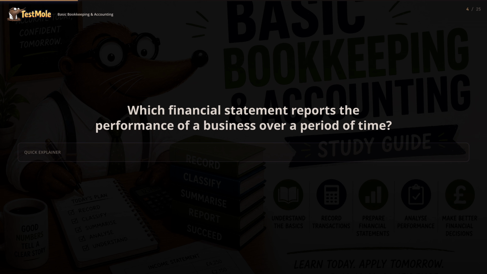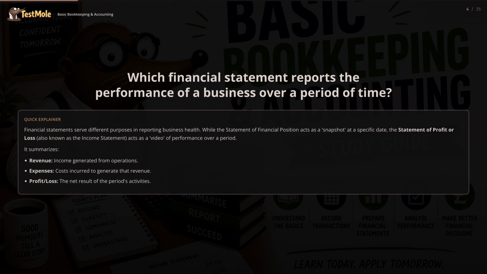Which financial statement reports the performance of a business over a period of time? Financial statements serve different purposes in reporting business health. While the statement of financial position acts as a snapshot at a specific date, the statement of profit or loss, also known as the income statement, acts as a video of performance over a period. It summarizes revenue, income generated from operations. Expenses, costs incurred to generate that revenue. Profit/loss, the net result of the period's activities.